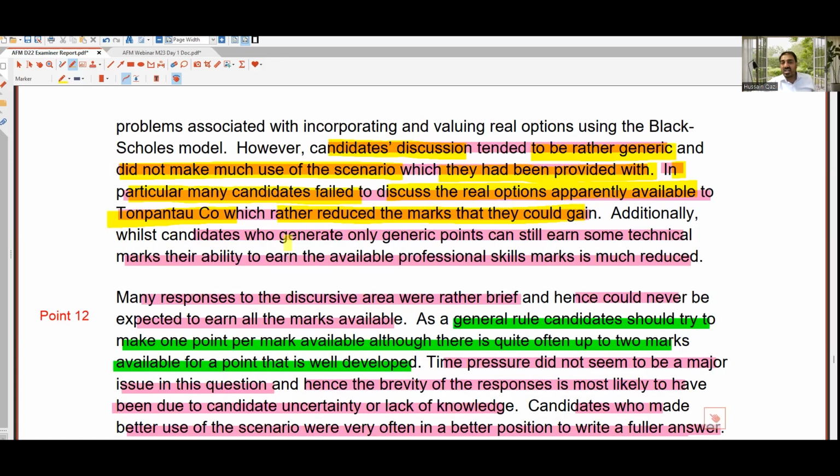Additionally, candidates who generate only generic points can still earn some technical marks. Not complete technical marks, some technical marks. No professional marks. Not 100%, and 0% professional skill marks. Their ability to earn available professional marks is much reduced. No professional marks, limited technical marks.